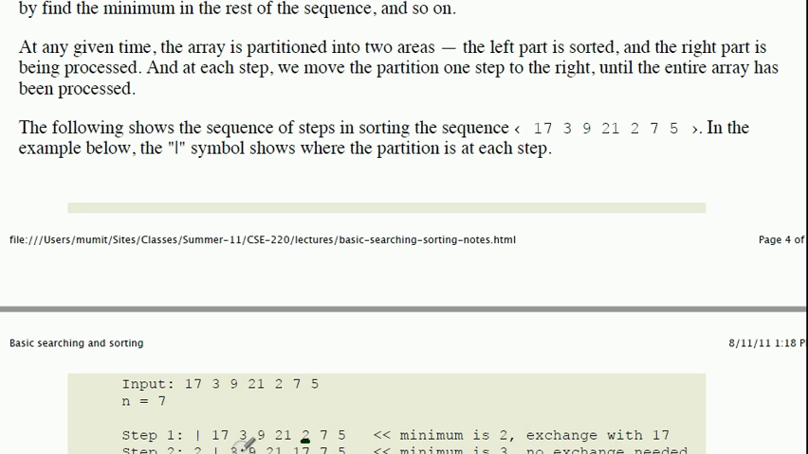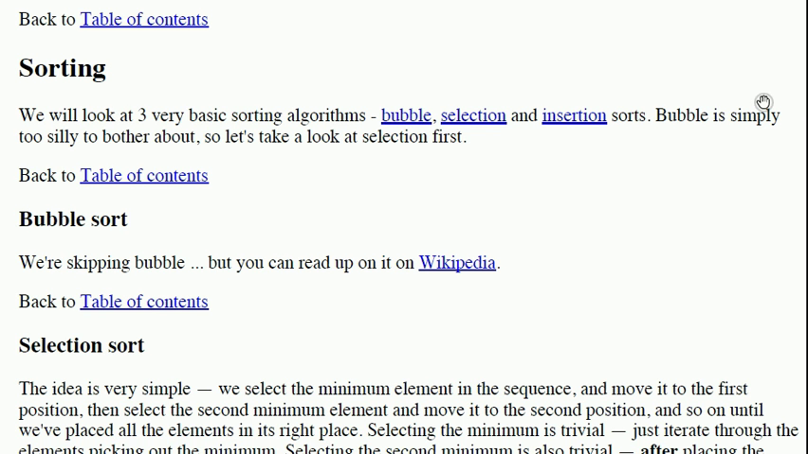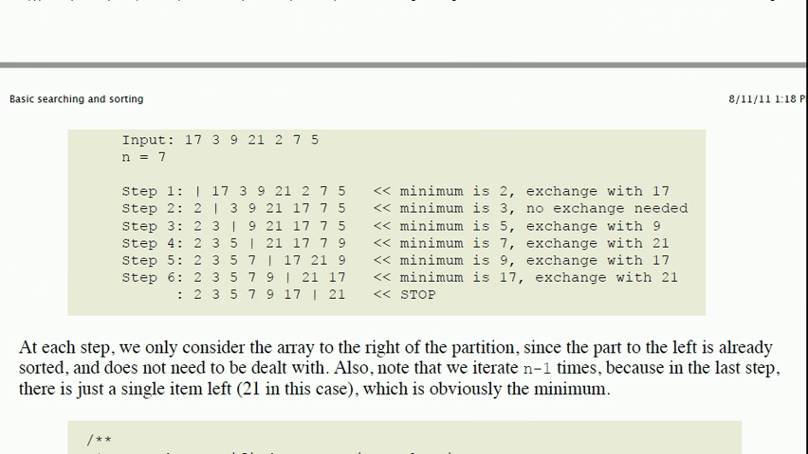Now 3 is the minimum among all, so there is no exchange. Now let's look at 9. Is there any number that's less than 9? Yes, there's 7, there's 5, but 7 is not my concern since there's 5. So I'll bring 5 and I'll send 7 there, 9 there.